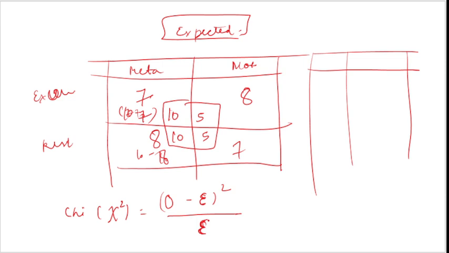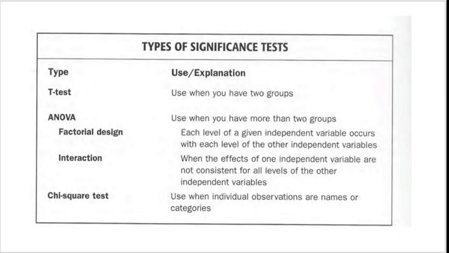So for chi-square we have two identifications. Firstly, both the variables would be categorical in nature. And we compare our expected values, or expected frequencies, with our observed frequencies. Okay, so there are other tests also. When do we use different tests?